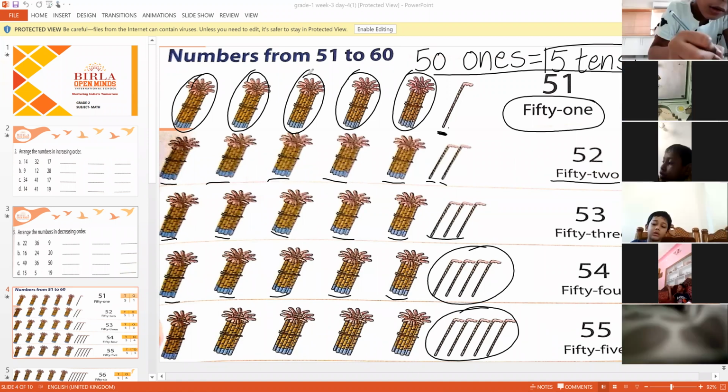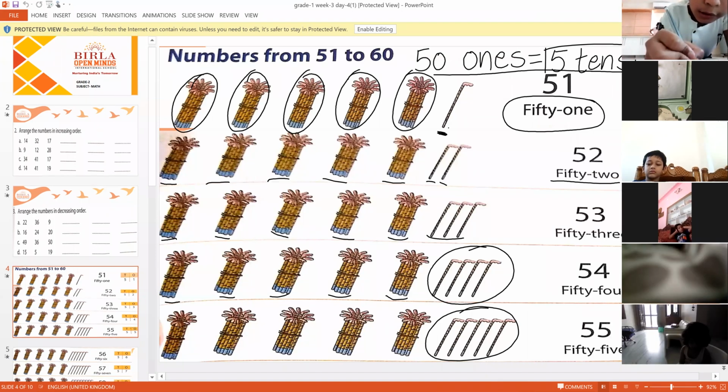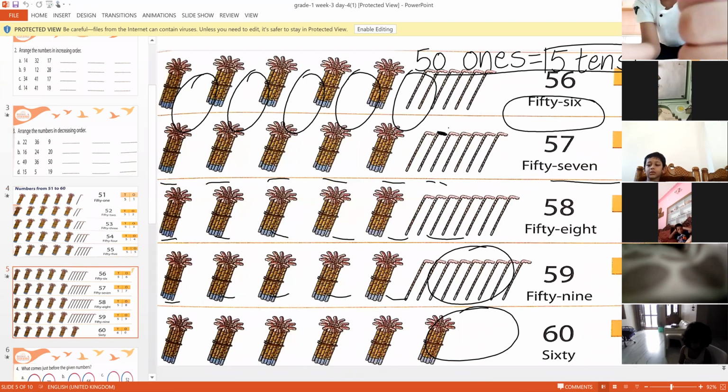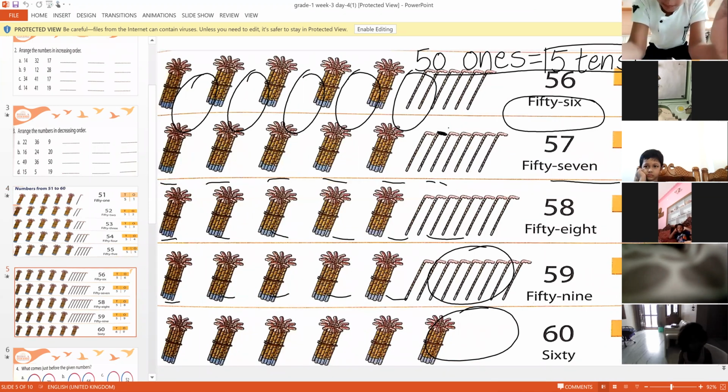Okay. Sai Ritvik, you tell me. Yes, ma'am. Yes, Sai Ritvik, tell me in the next number, how many groups are there? How many is there? How many groups are there, or how many bundles are there, Sai Ritvik?